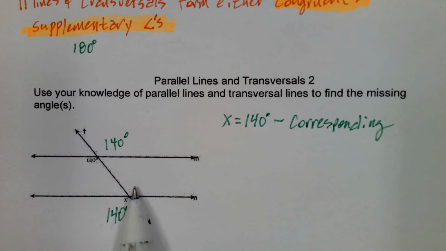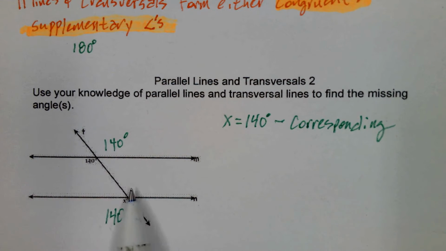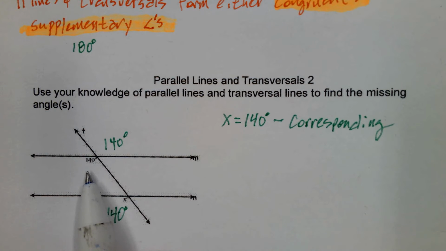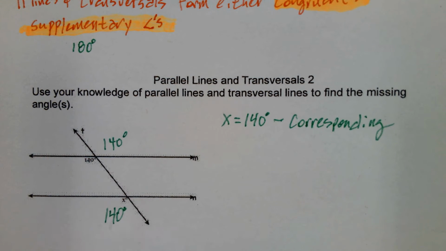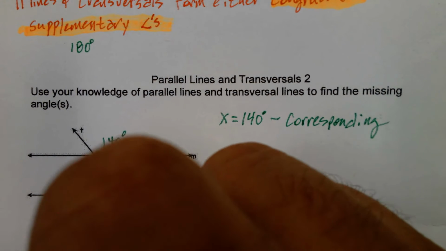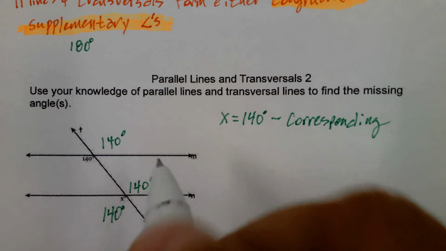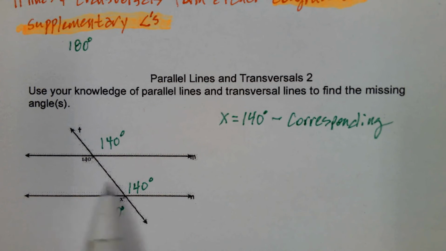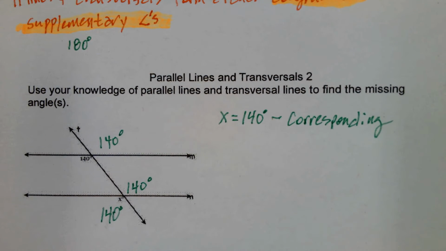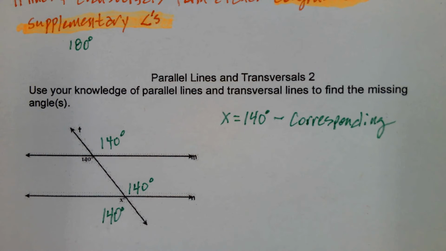And then this angle here in my original 140, alternate interior angles. So remember, they're on the inside and on opposite sides of the angles. So if you see both angles are on the inside and they look the same size, like these are, it's a good bet that they're alternate interior angles. Okay, let's get the other ones.